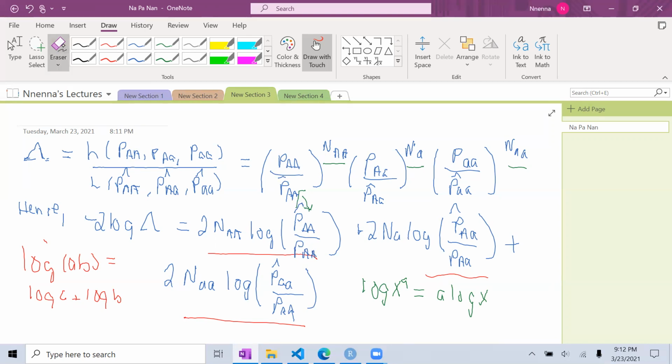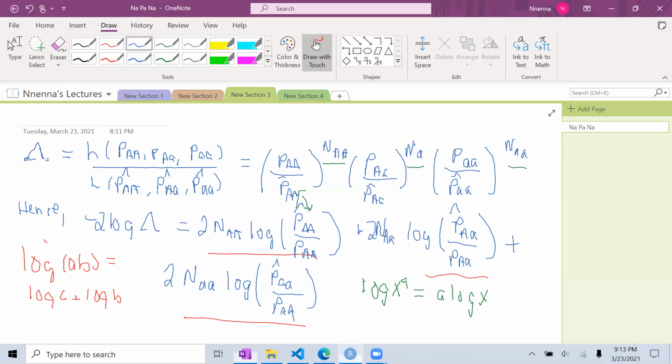And I missed, it should be NAA. So it would actually be minus 2 NAA, and minus 2 little aa. So I have to be a bit careful here and make sure that I'm mindful of the sign changes.